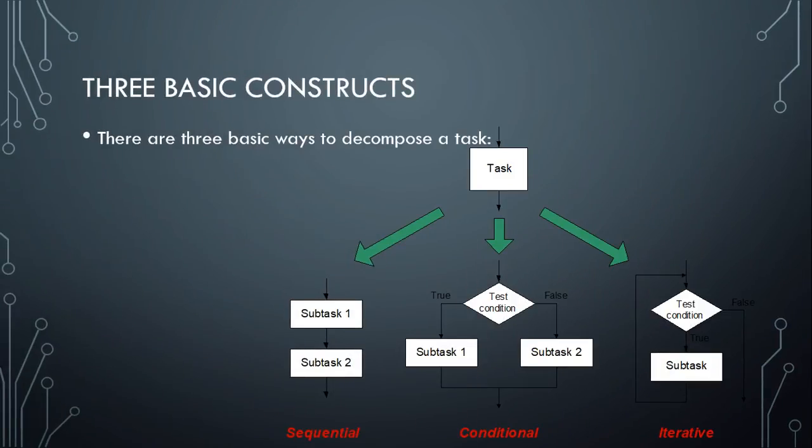So there are three basic constructs, or three basic ways, to decompose tasks, even if we're looking at the example here. Of course, we can break it down into subtasks. You can look at this task, subtask 1, 2. We say, well, that's sequential. You see there's a test condition. We can do true, false, and get subtask 1, 2. That's conditional. And then you have a test condition down here, which is then broken down into subtasks underneath. That is iterative. You might be able to see it has a little bit of a looping behavior in it. So if true it goes here, if false, it goes back down.